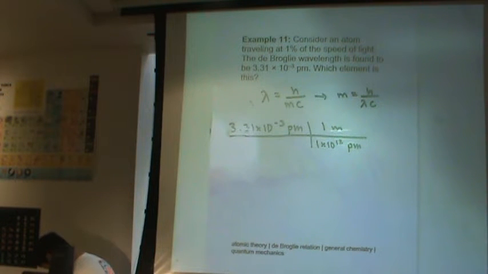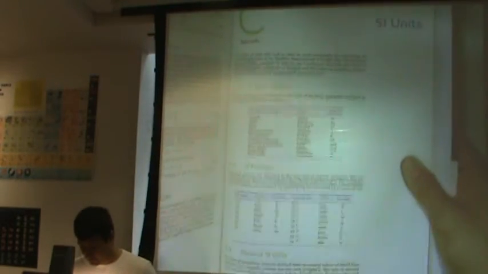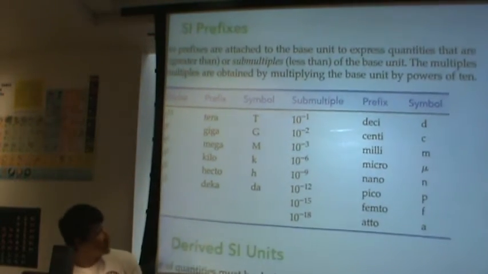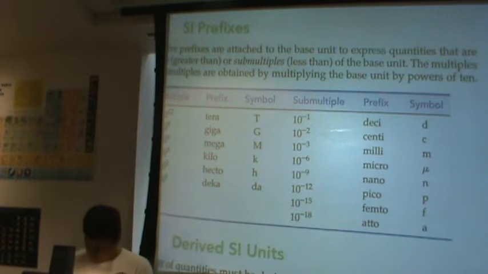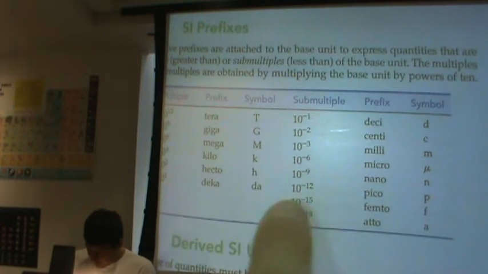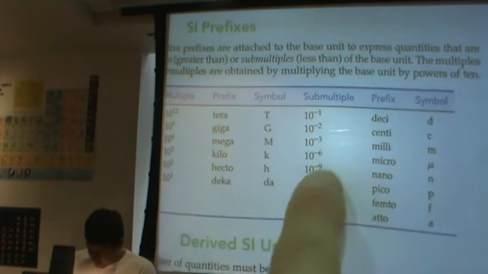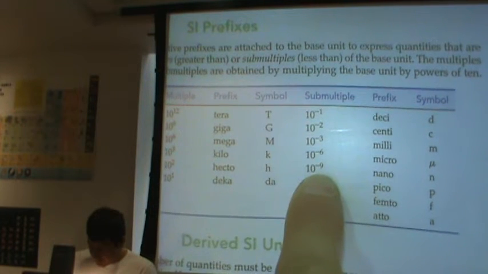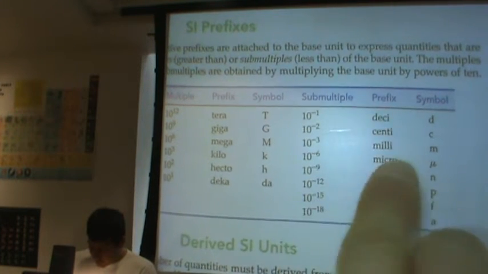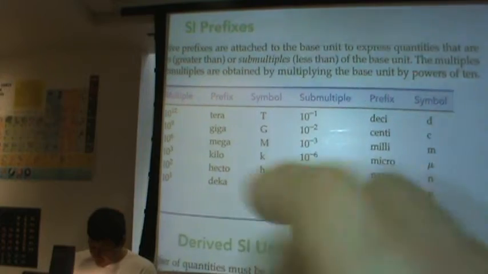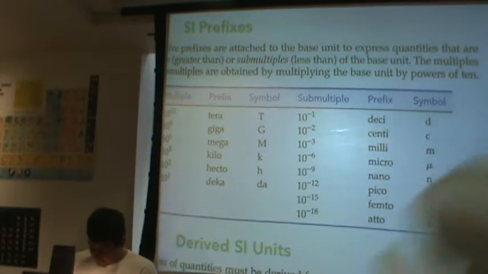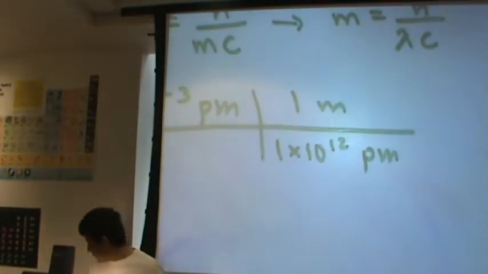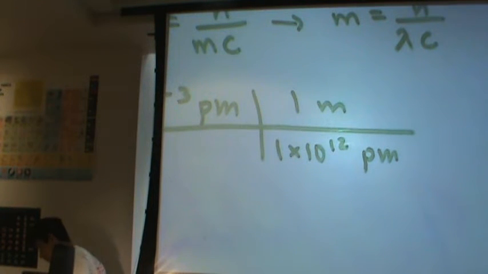Okay, here we go. That's what I was looking for. SI units. Move this up, if you can see that. So pico is going to be 10 to the negative 12. It's three orders of magnitude off of nano. Milli is negative 3, micro is negative 6, nano is negative 9. Pico is just the next step down. So that's where we get that conversion from.